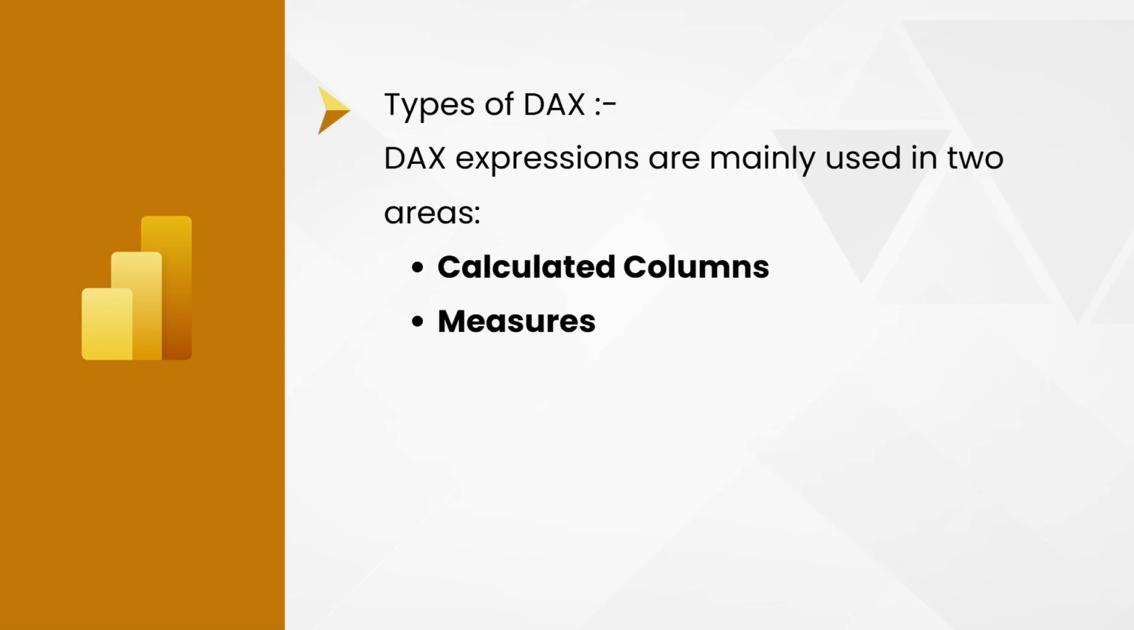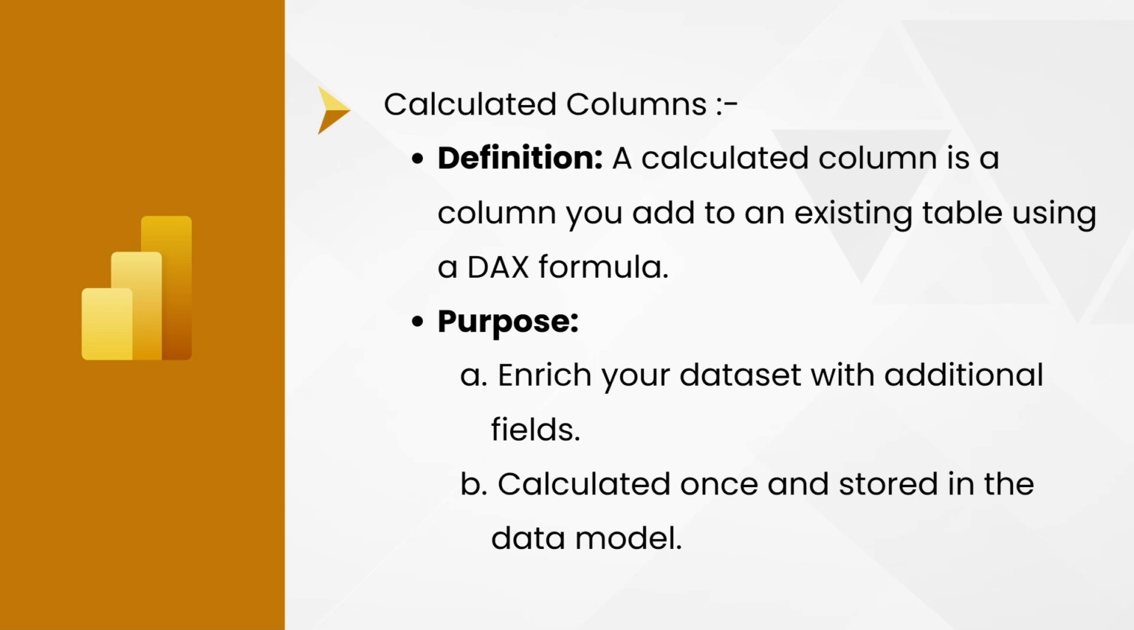Now that we know what DAX is, let's move on to where it is used. DAX expressions are primarily used in two areas of Power BI, calculated columns and measures. Think of it like this. Calculated columns are like adding a new field or attribute to our dataset, whereas measures are calculations that happen dynamically. They don't store the result in the dataset but instead calculate it based on the context, such as filters applied to our visuals. Let's start with understanding calculated columns in depth.